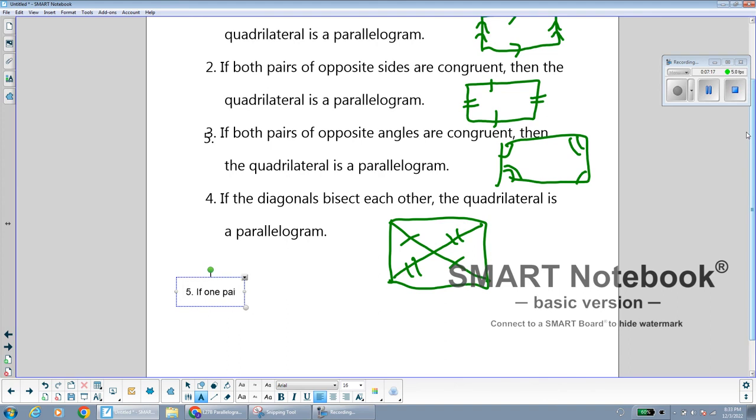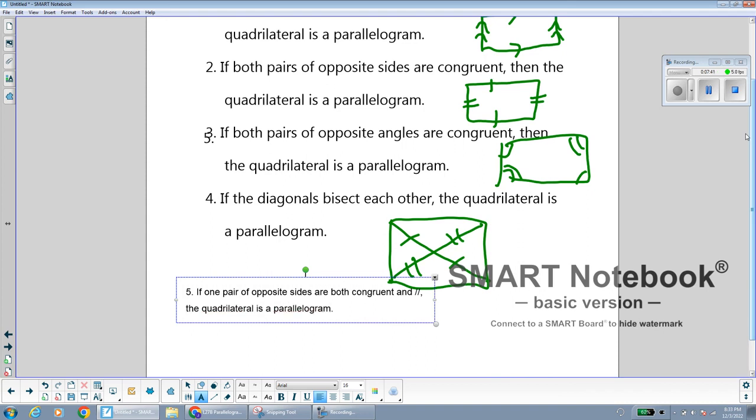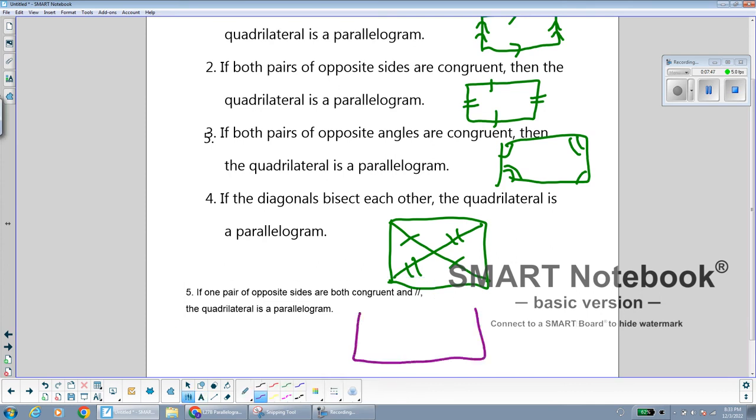If one pair of opposite sides are both congruent and parallel, the quadrilateral is a parallelogram. And I can draw a picture of that right over here as well. If one pair of opposite sides is both congruent and parallel, we know that we have a parallelogram.